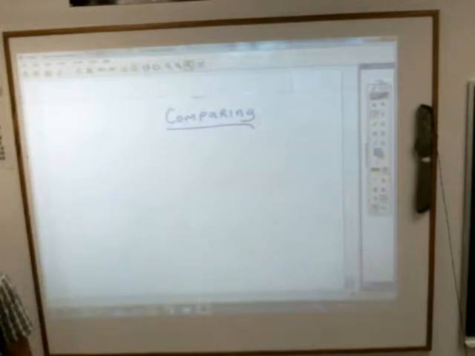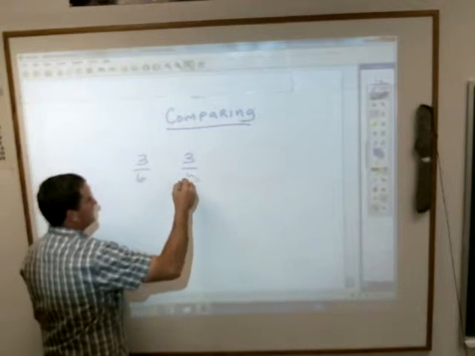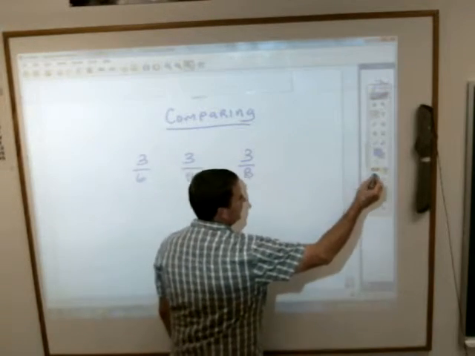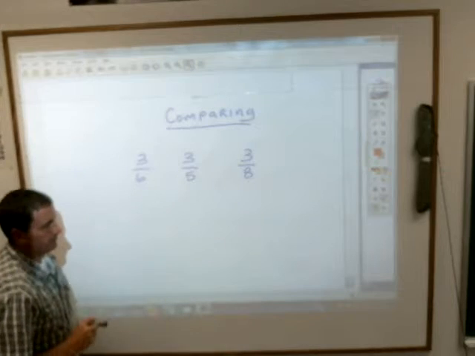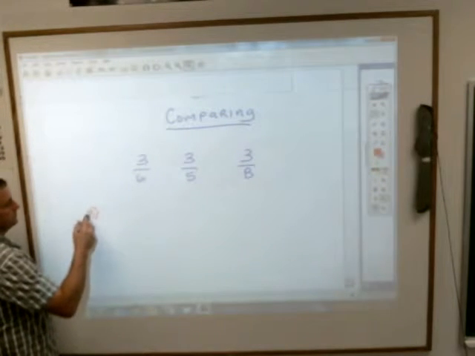Comparing fractions. You can put this on the same piece of paper. 3/6, 3/5, 3/8. There are two ways to compare fractions, ladies and gentlemen. One of them will take you a little longer than the other.